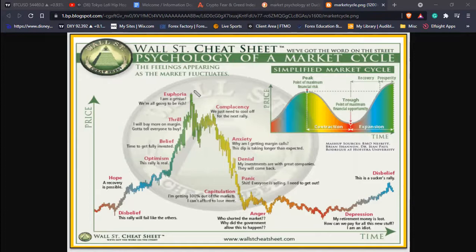We just need to cool off for the next rally, because that's what everybody and their mama on social media is talking about, right? They're like, oh, people are holding the dip. Oh, don't sell, yada yada. That's cool and everything, but again, everybody is saying we just need to cool off for the next rally. Oh, the next bull run is coming, yada yada and stuff like that.